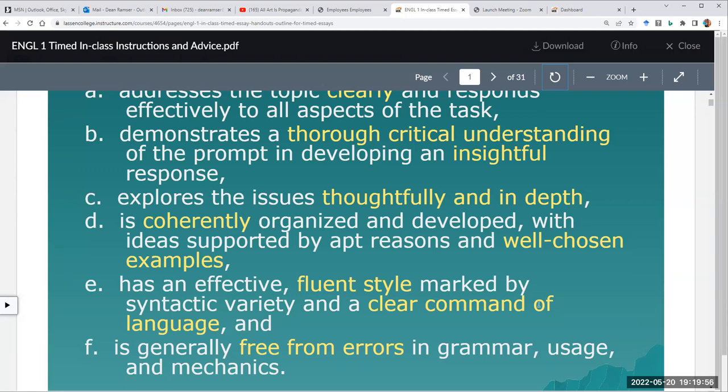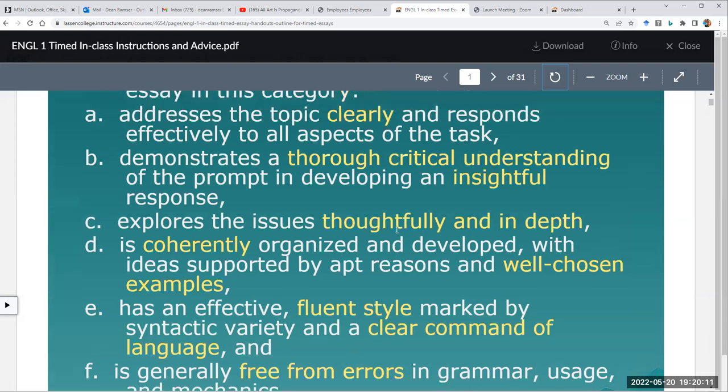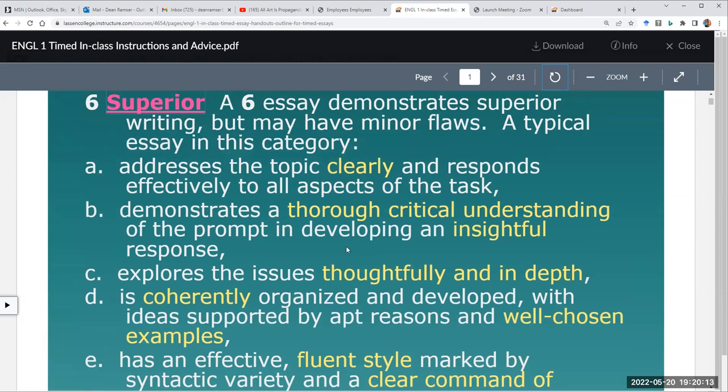That's verb tense, that's comma use, that's punctuation, that's subject-verb agreement. Make sure you don't have any kind of pronoun confusion errors, things like that. Fluent style, clear command of language, well-chosen examples, it's thoughtful, it's in-depth, it's coherent, it's very critical and it's thorough, it's insightful, and it responds to the topic directly.